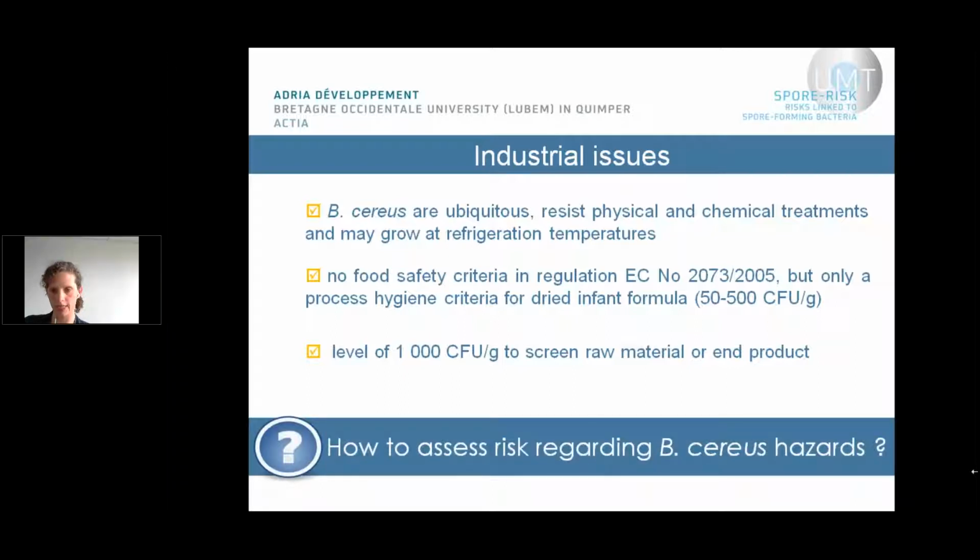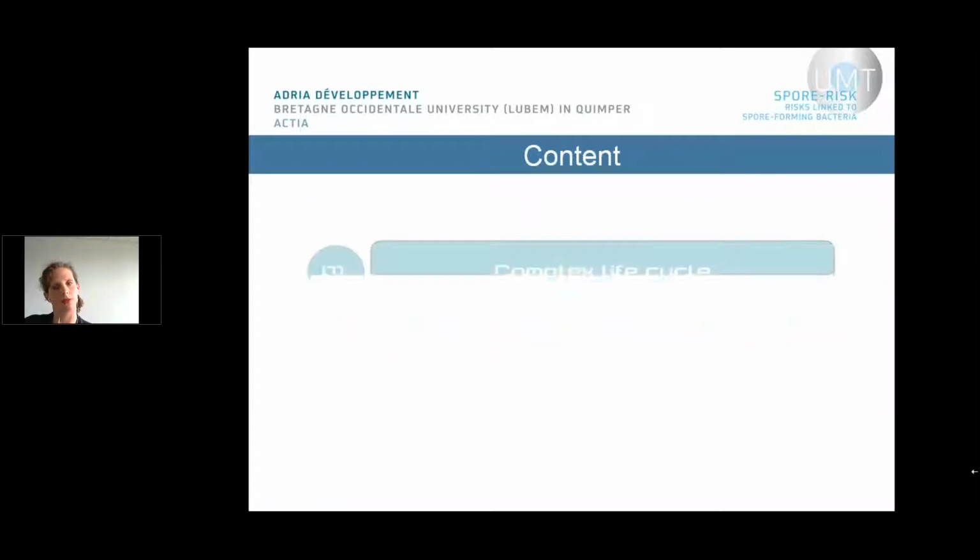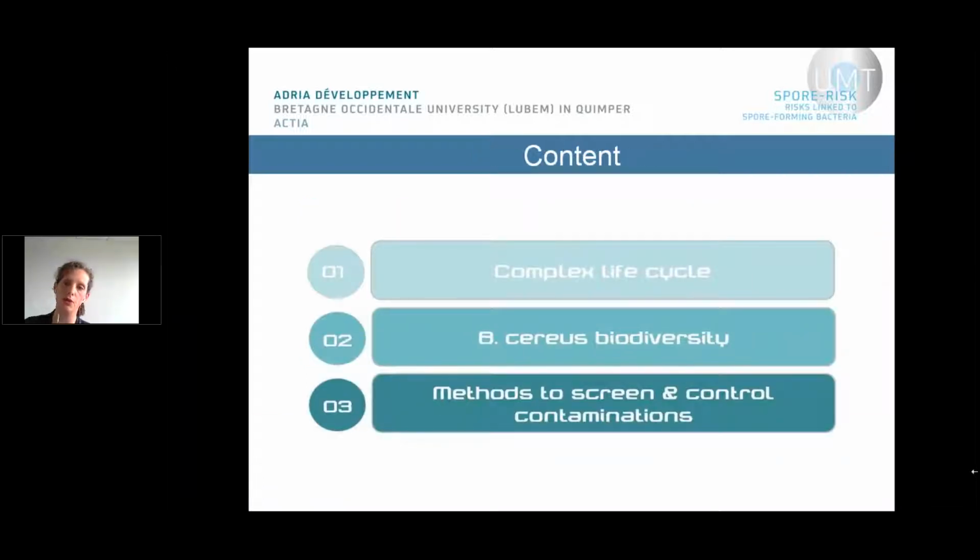So how to assess risks regarding the Bacillus cereus hazard? During my presentation, I will focus on 3 points because this is, as I said, really broad. The first one is regarding the life cycle, which is highly complex due to the ability of these bacteria to form spores and recover vegetative growth. The second point will be regarding biodiversity. And the third one will be regarding methods that are available to screen or control contaminations.